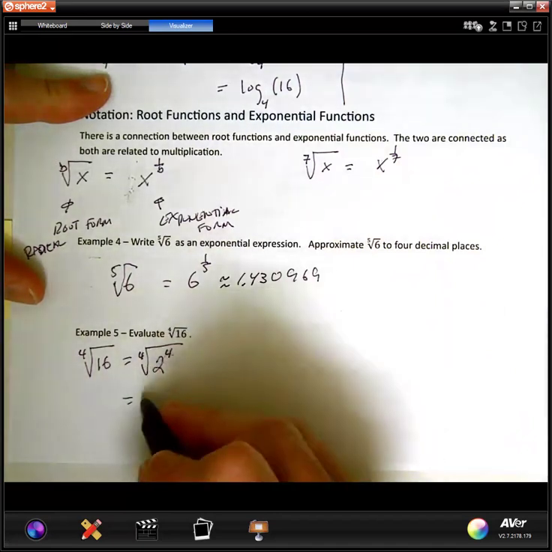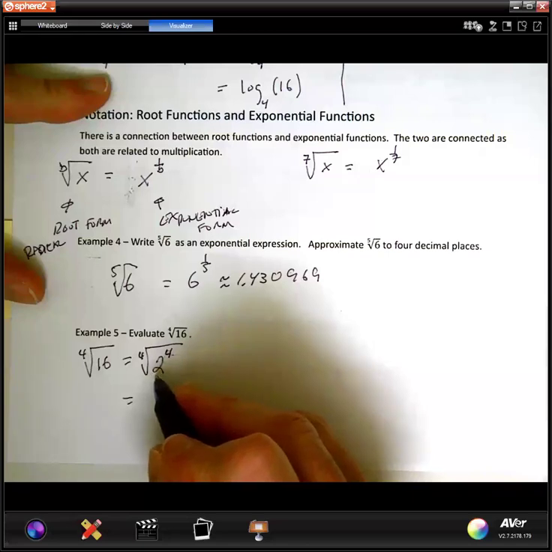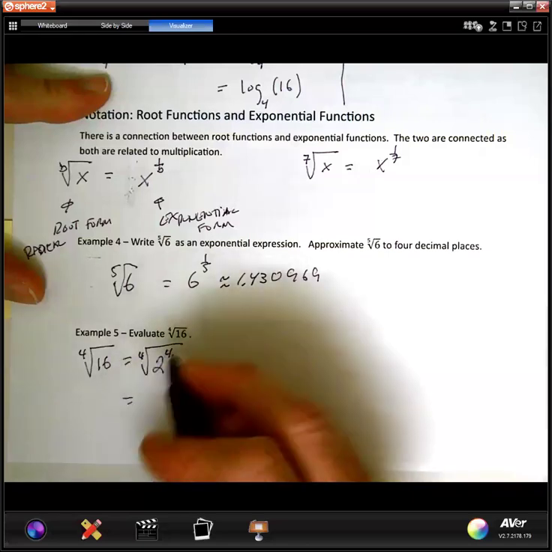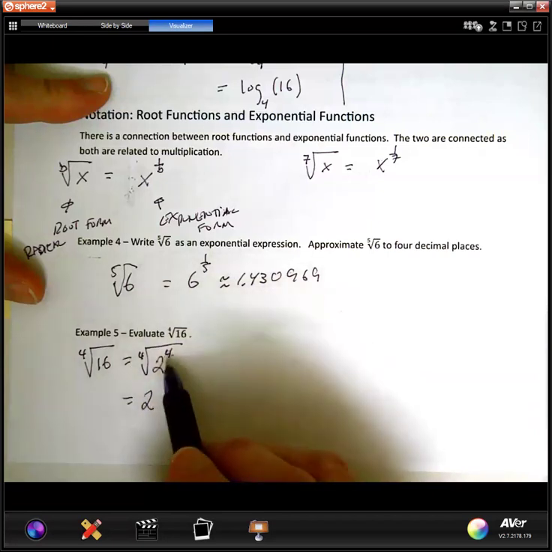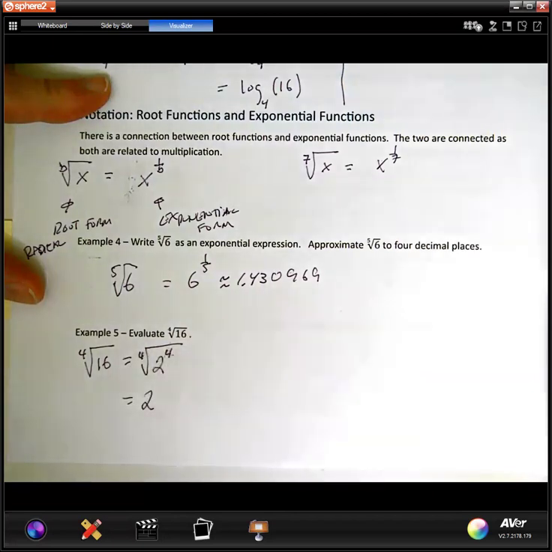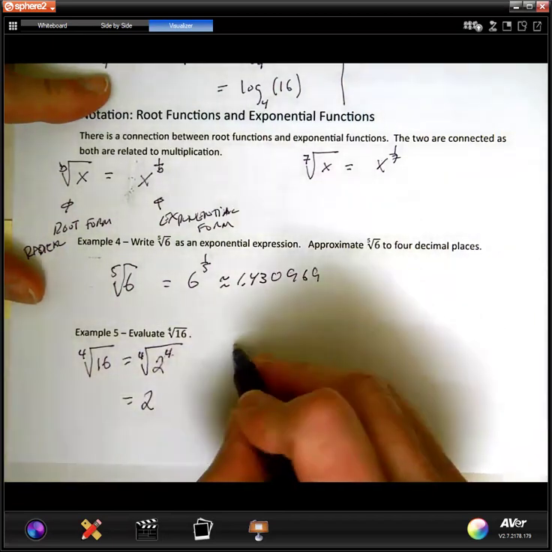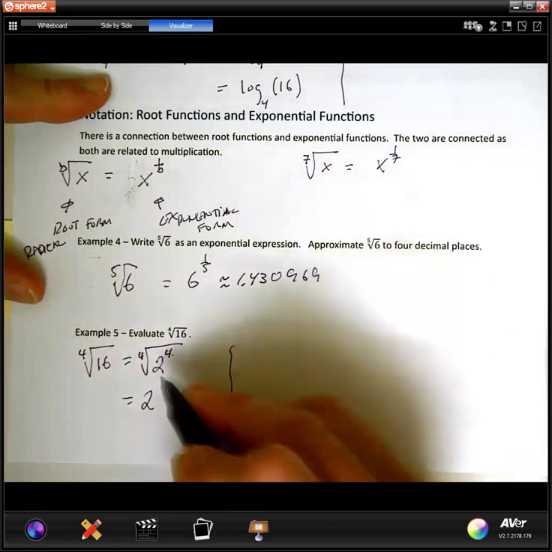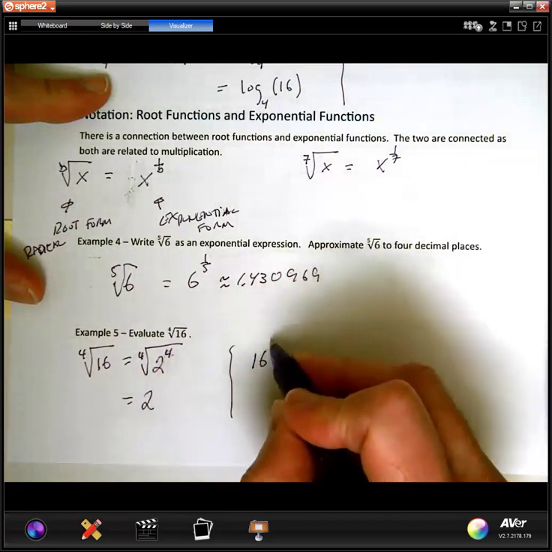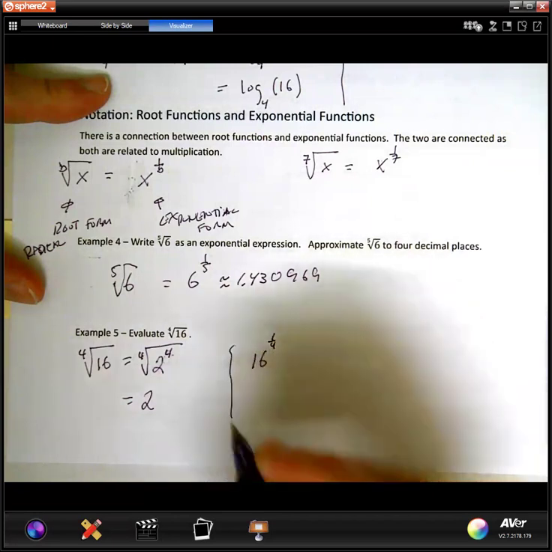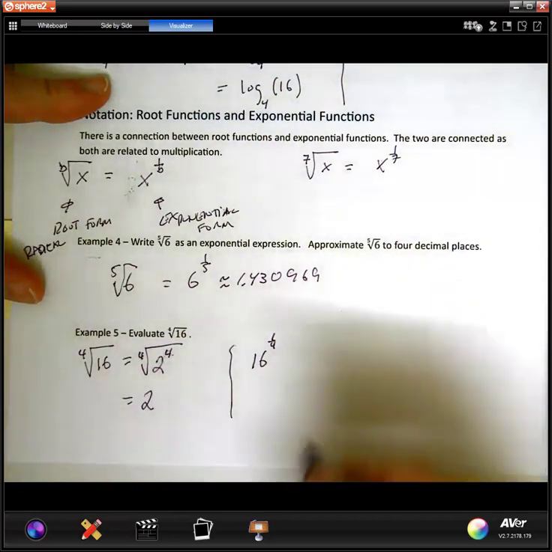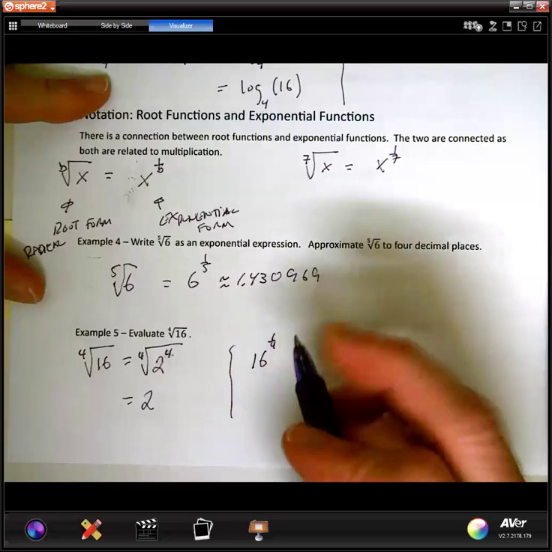It is the number that when I multiply it 4 times, I get 16, and the answer to that is 2. Or you can think of these two as undoing each other. 2 to the 4th has an inverse operation, which is the 4th root. And so these are inverse operations, and I get 2. If I were to write this in exponential form, the 4th root will be 16 to the 1/4 power.